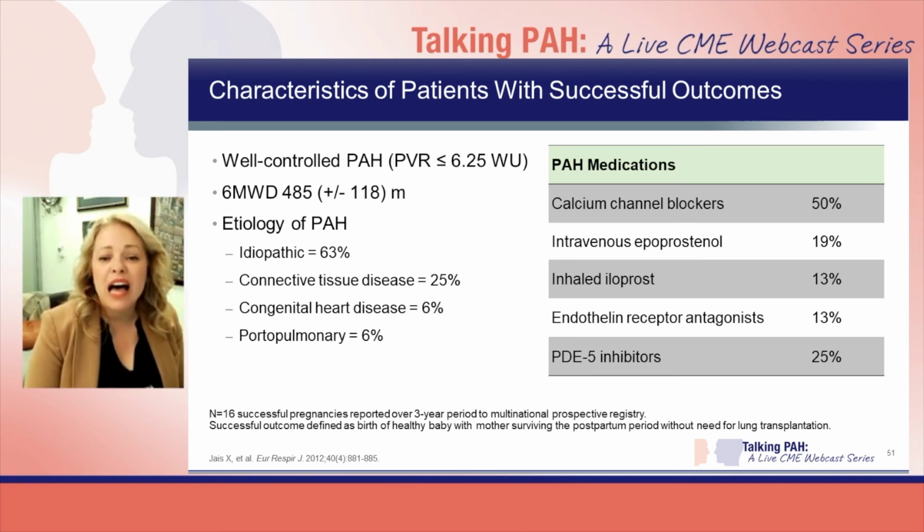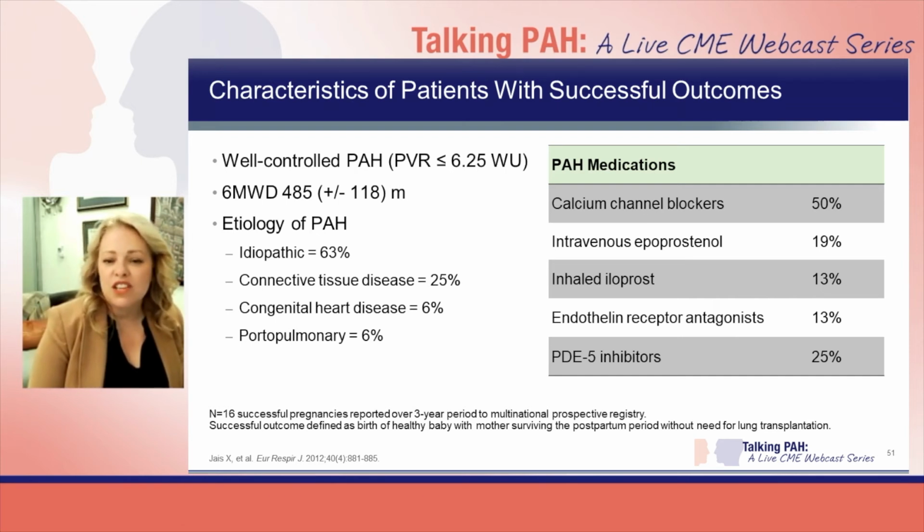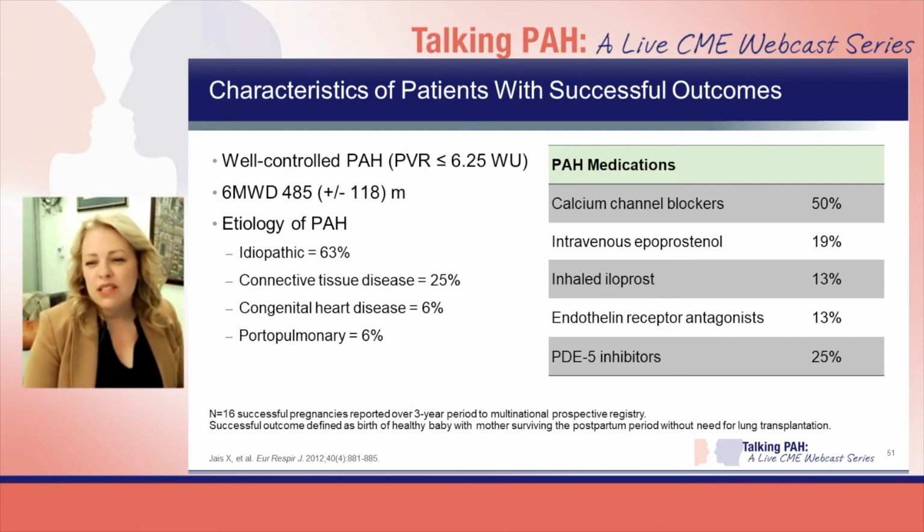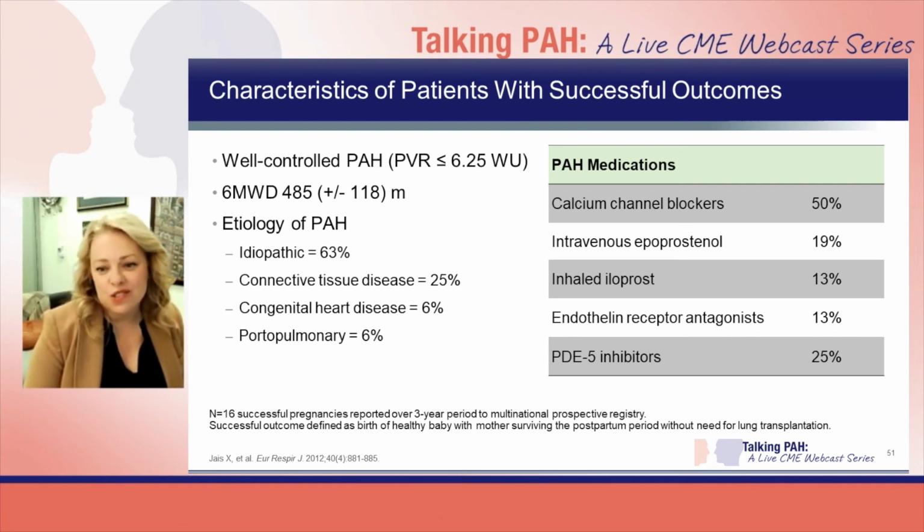And if you look at what kind of PH they had, a low percentage had congenital heart disease, and these folks tend to do a little worse with pregnancy. Connective tissue disease related was about a quarter, and then idiopathic the rest. You can see the medications there. I don't use a lot of calcium channel blockers in my patients. This cohort had about half the people on it, and this is what PH medications they used: inhaled iloprost, PDE5 inhibitors, or IV epoprostenol.